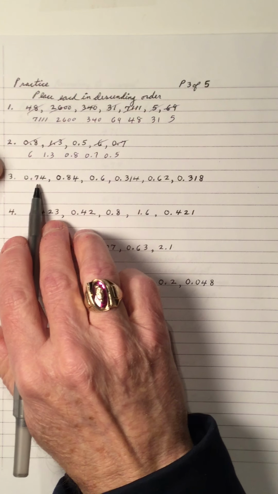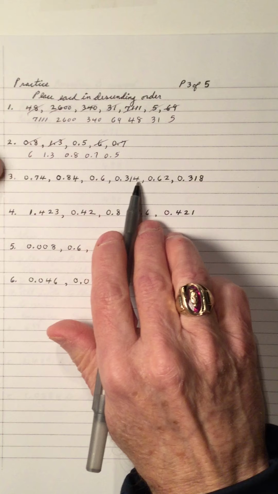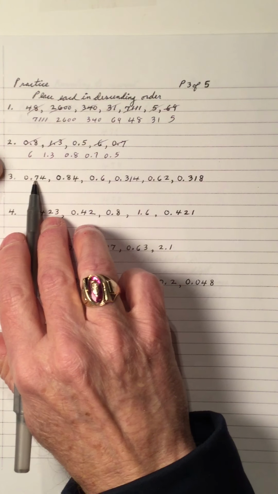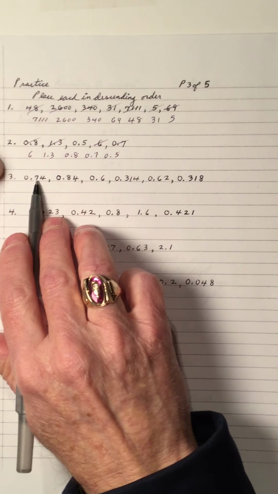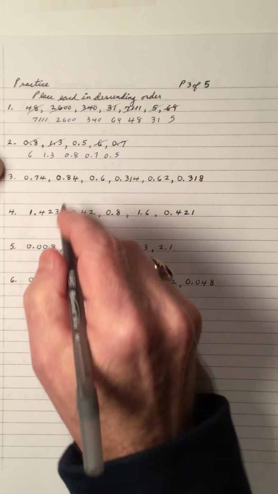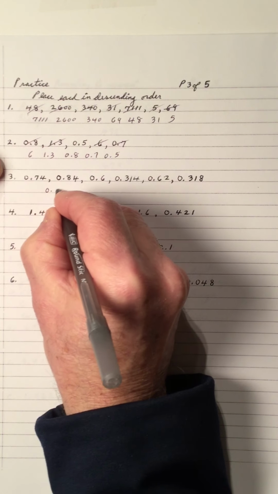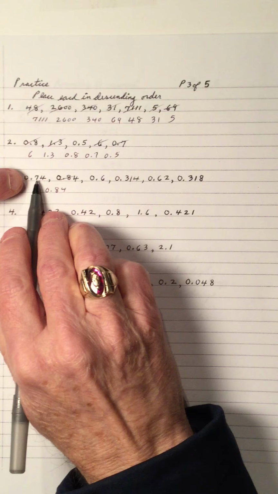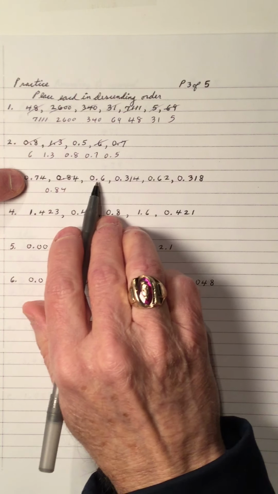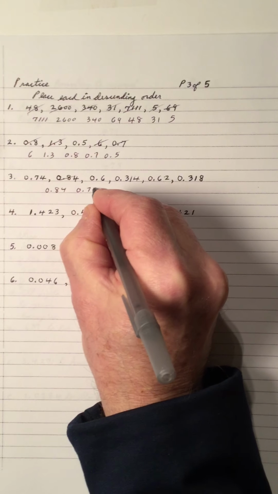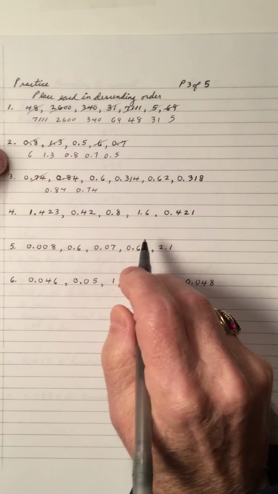Number 3, let's check. They're all ones place, all the same. Now we look at the tenths. 7, 8, 6, 3, 6, 3. So decimal 8, 4 is the highest. The next one highest, I see a 7 and a 6. 7 is higher, so 7/10 is next.